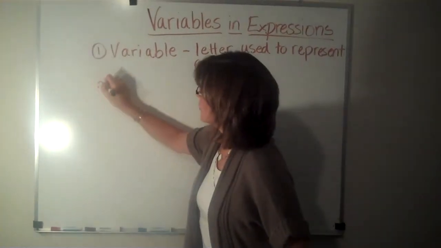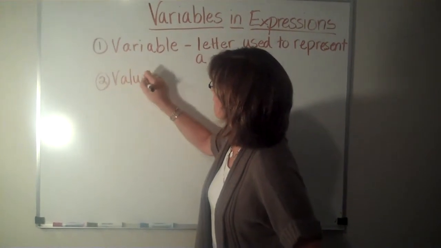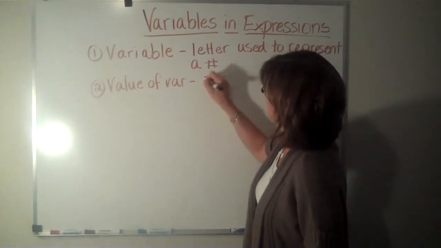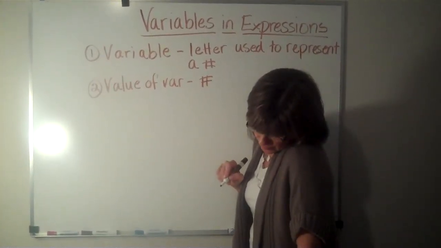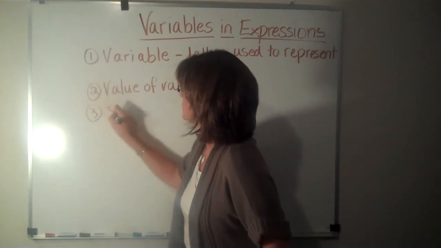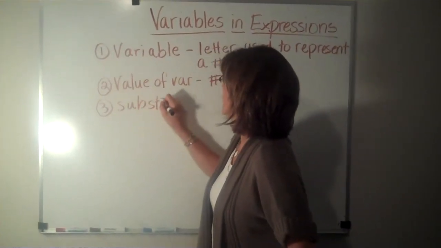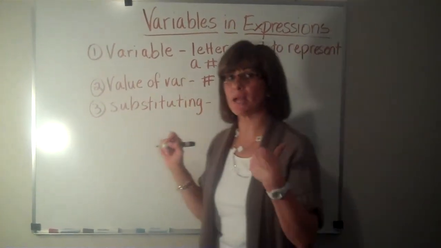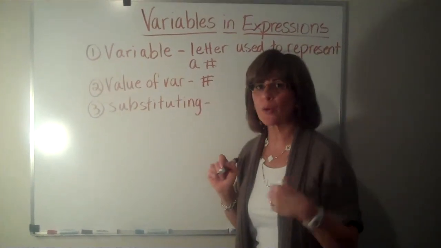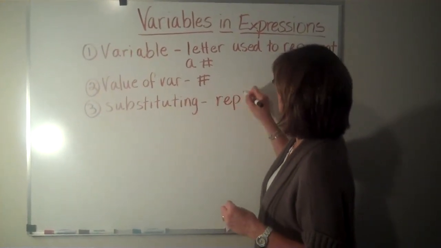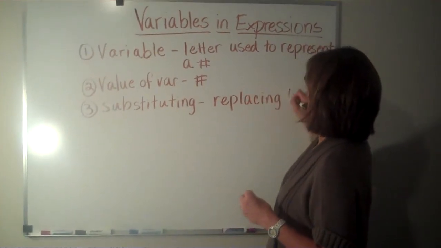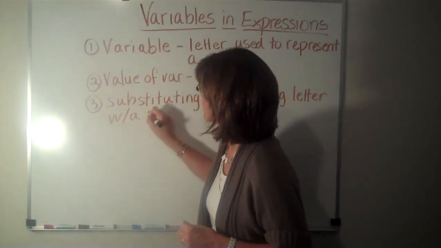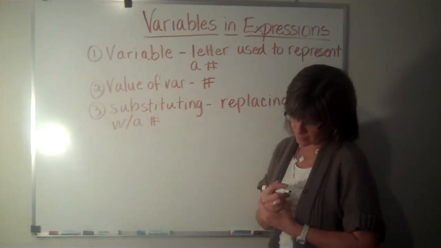The value of the variable is the number that it represents. That would be called its value. Substituting, you know, if I was absent from school and you had a substitute, that substitute takes my place. So when we're substituting in math, we are replacing the letter with a number. That makes perfect sense.